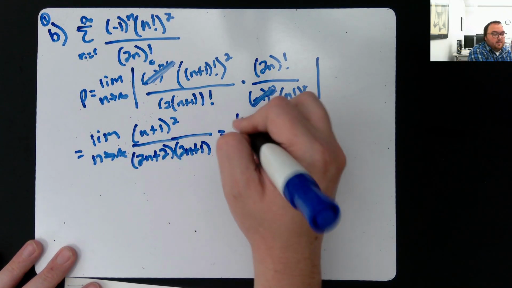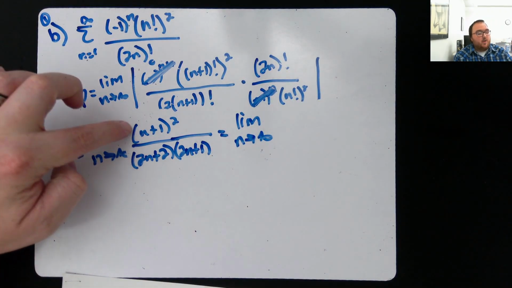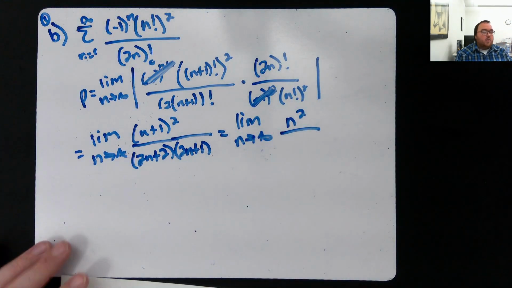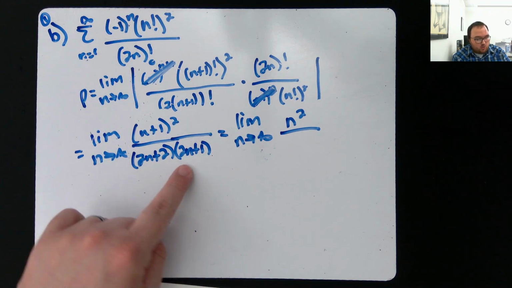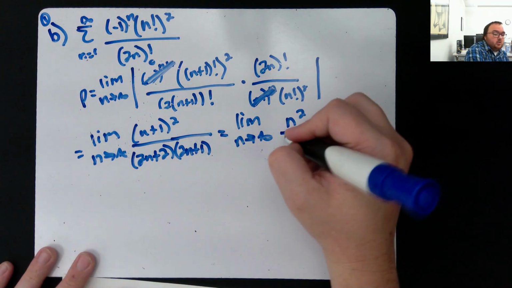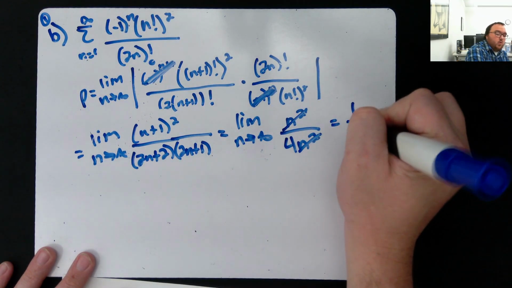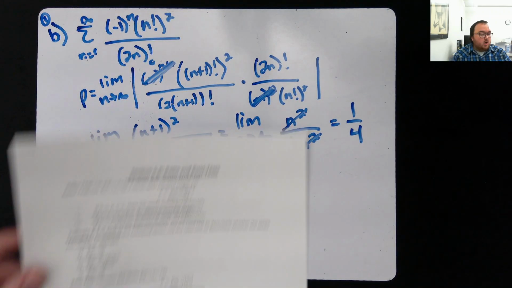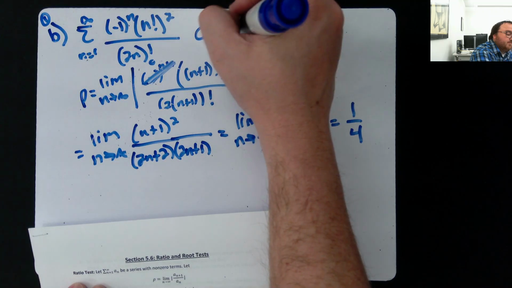Since I'm taking the limit, I only care about the largest terms. If I squared this out, I would end up with n squared. So the largest on top is n squared. On the bottom, if I multiply everything out, I would end up with 2n times 2n, which is 4n squared. So 4n squared there. Cancel out the n squareds, and you get 1/4. So the limit is 1/4, which is less than 1, which means this converges.